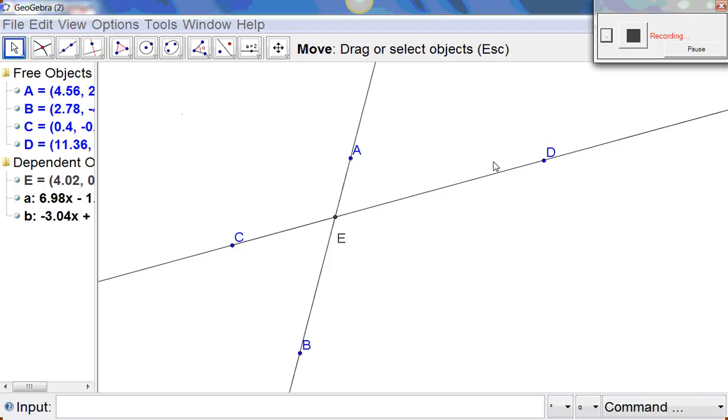Okay, so what I'd like to do is show you something about linear pairs and vertical angles. First, I'm going to try and measure angle AED. So watch this. A, E, and then finally D.